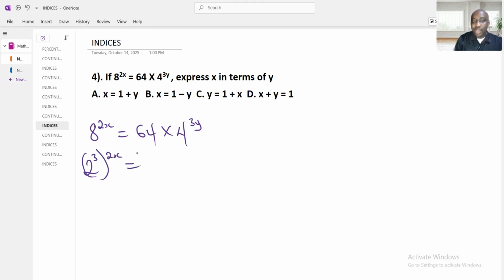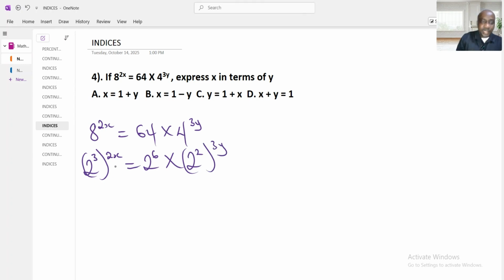What is the number that we can multiply that will give us 64? 2. So we are going to turn this 64 into base 2 as well, which is 2 times 2 times 2 times 2, six times. That is going to give us 64. 2 raised power 6 is going to give us 64. The same thing, we can express this 4. 2 raised power 2 is the same thing as 4.